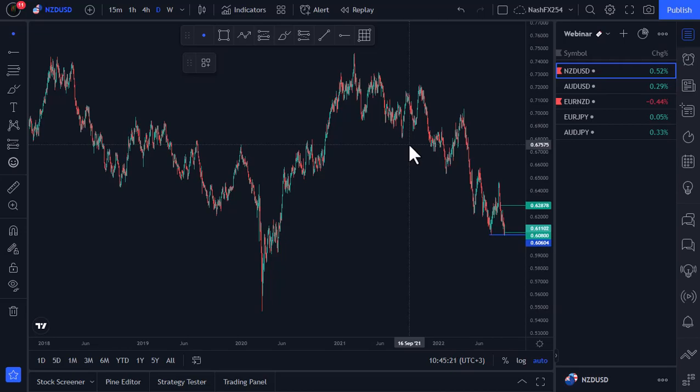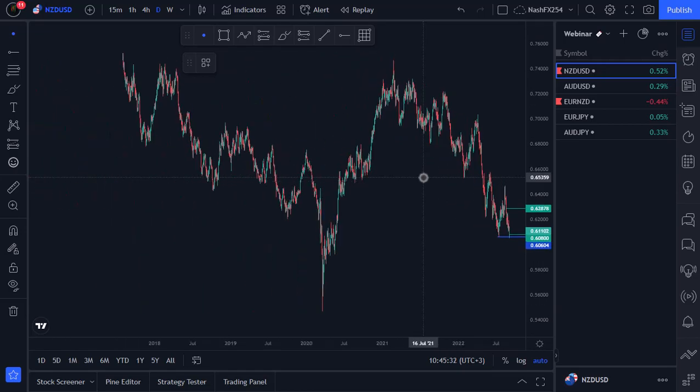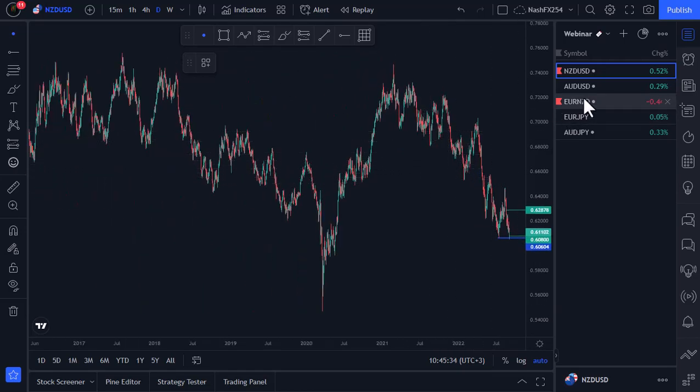Okay, so this week we're going to analyze some pairs. We have like five pairs that we are going to analyze for the coming week, and we'll see how the market goes. We have Kiwi dollar, Aussie dollar, Euro Kiwi, Euro yen, and Aussie yen.